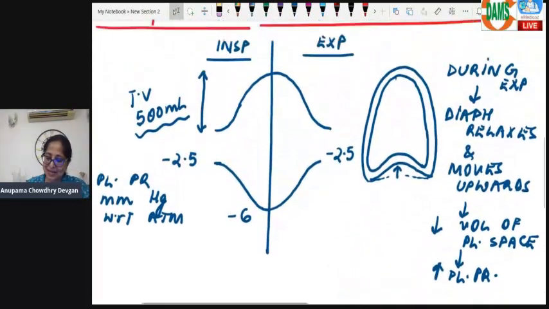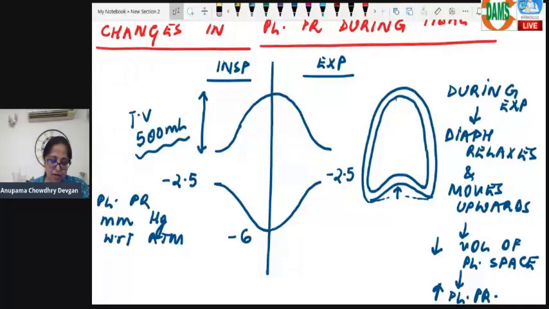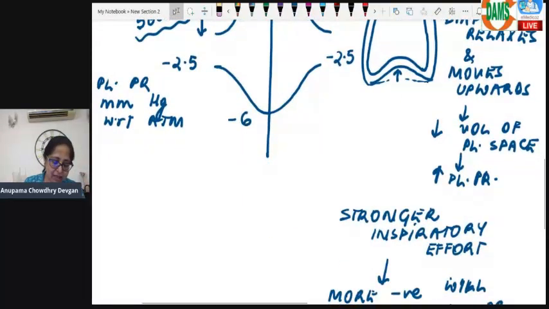Okay. So these are the changes in the pleural pressure from less negative to more negative and back to less negative. But the important thing is it always remains negative. The stronger the inspiratory effort, the more negative will be the pleural pressure. From minus 2.5, it can become minus 10, minus 15, minus 18, minus 20. It all depends upon the inspiratory effort. The larger the increase in pleural volume, the lower will be the pressure. Right? Okay.